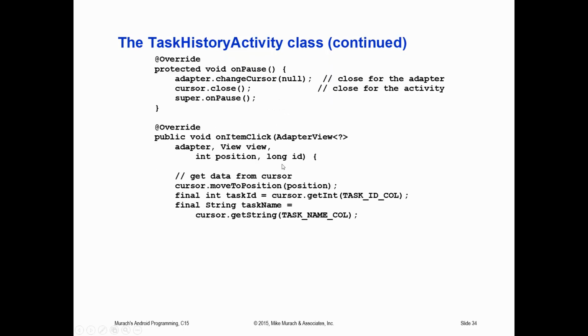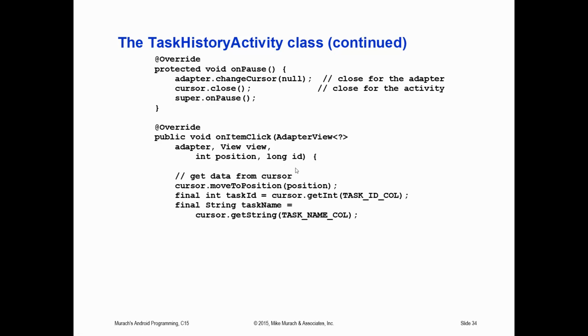The onPause method that you see here and on page 497 in your book closes the cursor that's held by the adapter. Then it closes the cursor held by the activity. The onItemClick that you see right here is executed when the user clicks on a task. It begins by getting the ID and the name of the task that was clicked.